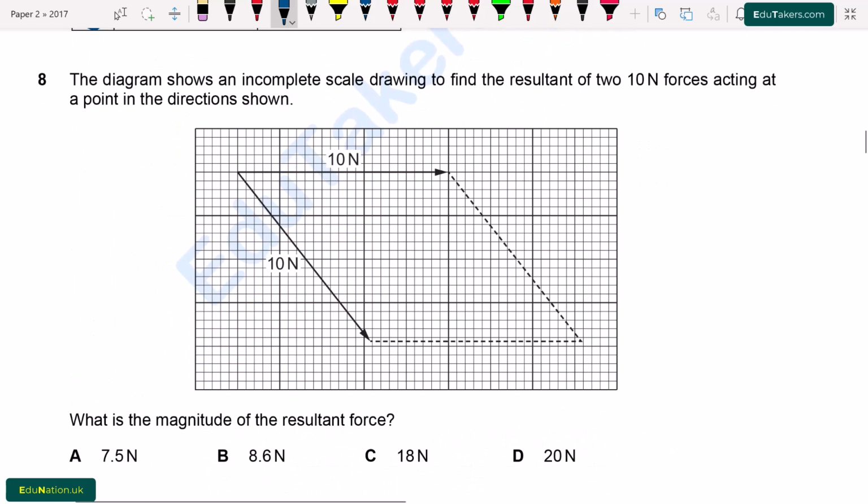Question number 8. The diagram shows an incomplete scale trying to find the resultant of two 10 Newton forces acting at a point in the direction shown. What is the magnitude of the resultant force? So here we have to find the magnitude of the resultant force. In this diagram we can see that there are two forces, 10 Newton and 10 Newton. The resultant will be the diagonal line. Now I am going to draw the resultant here.